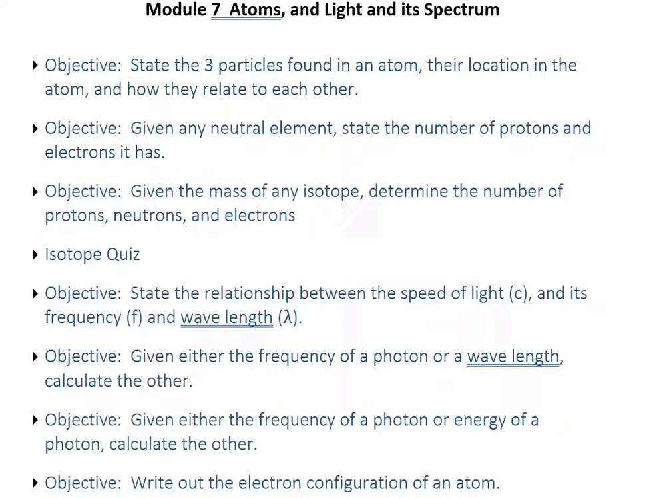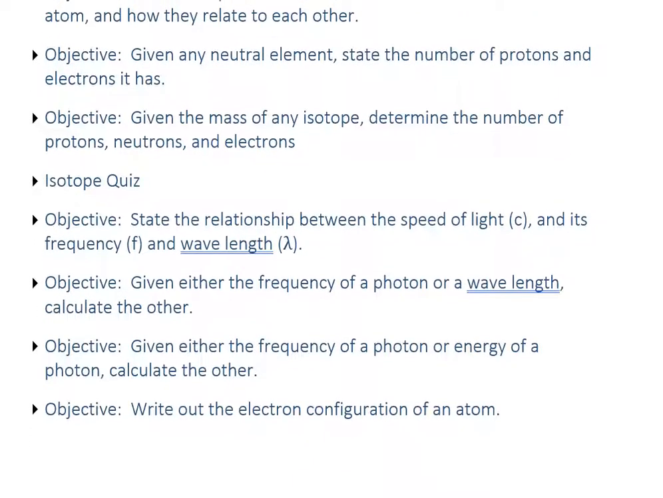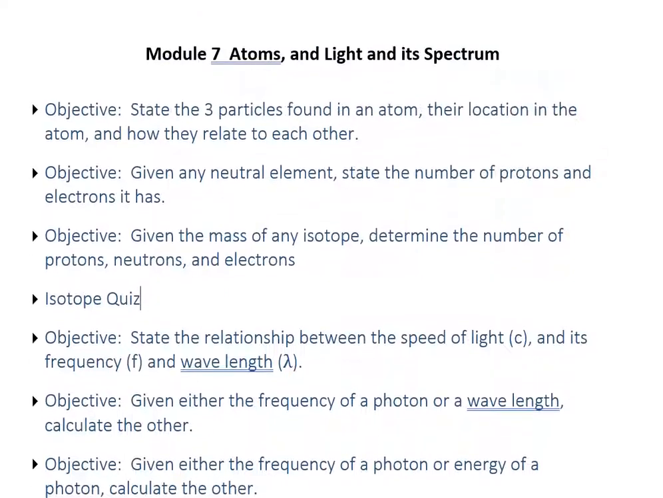All right, well, that is the scope of Module 7. A lot of different things. We kind of divided it up into 3 different sections. The first one, we just simply talked about the electrons, the protons, and the neutrons, and isotopes. The second section, we have talked just about the relationship between the speed of light and its frequency and its wavelength. And then the third section, we have talked about the actual configurations of electrons in orbits and being able to write out those configurations. And that's the scope of Module 7.